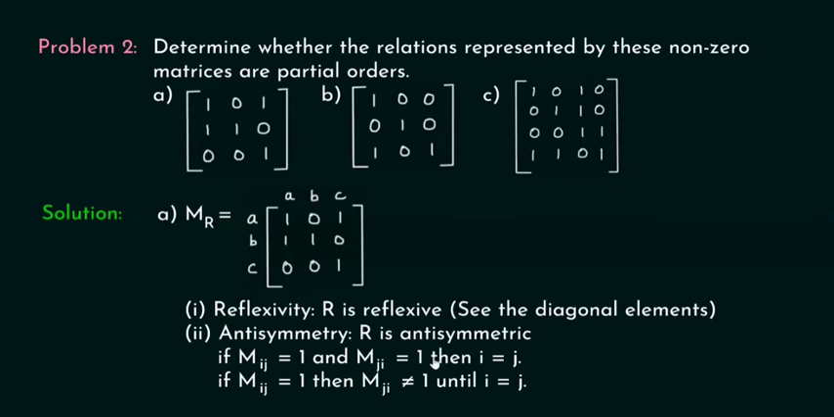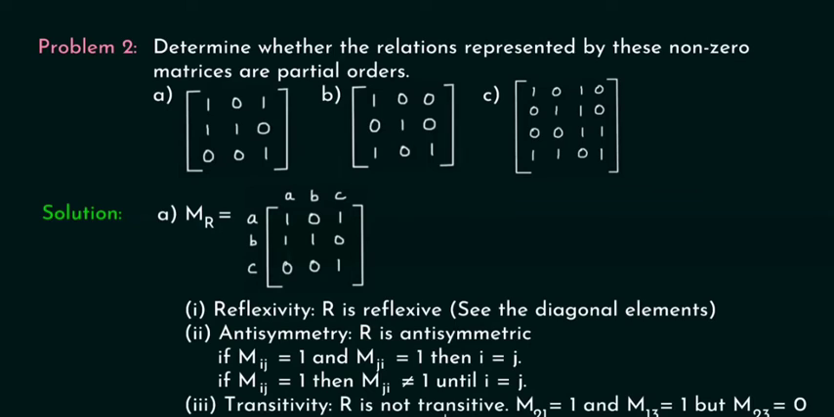Okay. Now let's check the transitivity. R is not transitive because M21 is 1, M13 is 1, but M23 is 0. You can see this right here. M21 is 1. Okay. M13 is 1, but M23 is not 1. Therefore, this relation is not transitive, right? So it is clear that R is not a partial order. This relation is not a partial order.